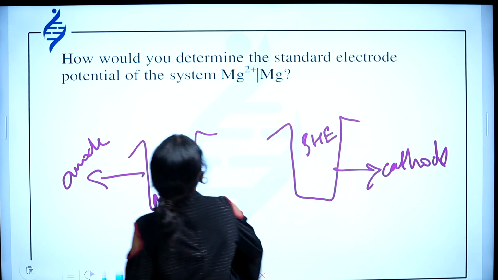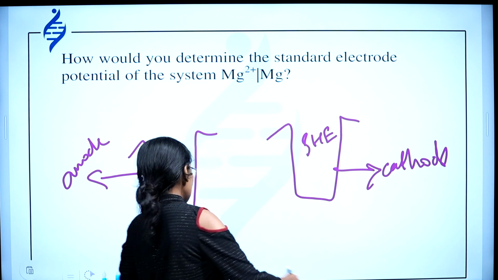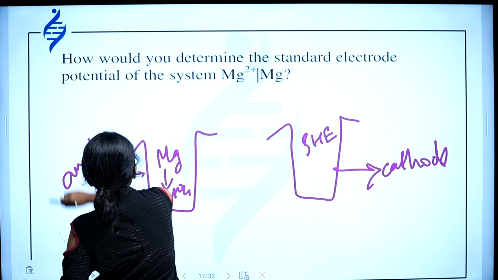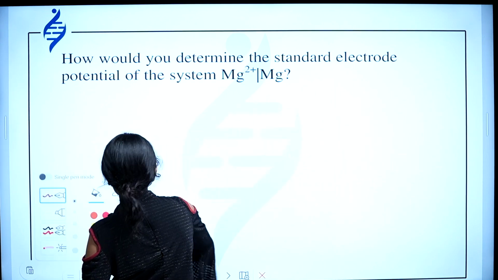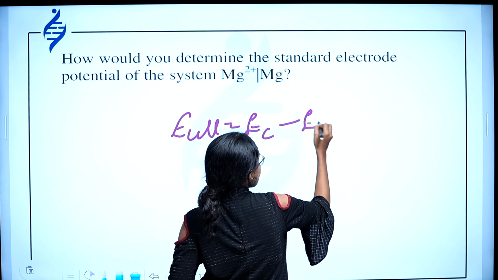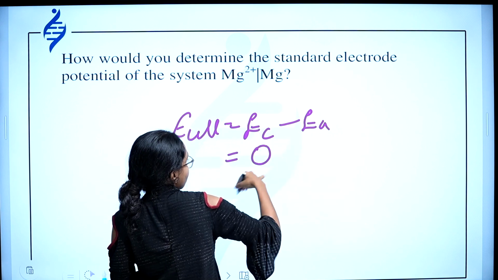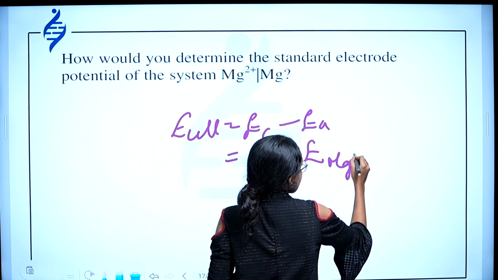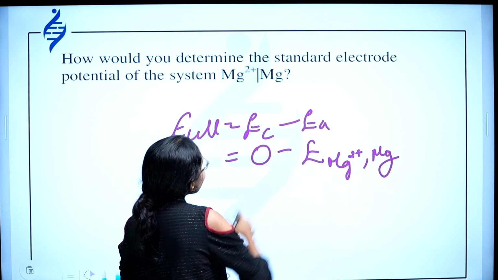All right. So how would you determine the standard electrode potential? For that we need to write the equation for cell potential. Tell me the equation. E cell equals E cathode minus E anode. Here E cathode is SHE, so 0 minus E anode, the E of Mg2+ and Mg.